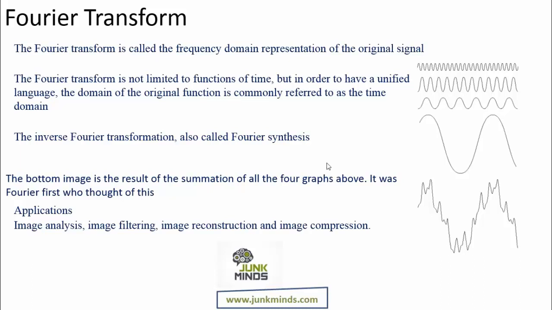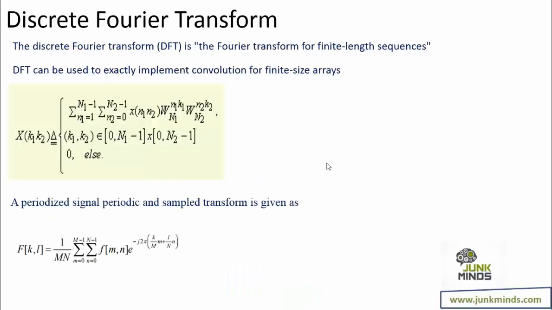So now, as I said, once the image is converted to frequency domain, it has to be converted back to the time domain. So that is why we use inverse Fourier transform, which is also known as Fourier synthesis. The main applications of this are image analysis, image filtering, image reconstruction, and image compression.